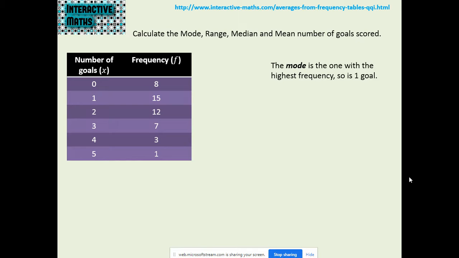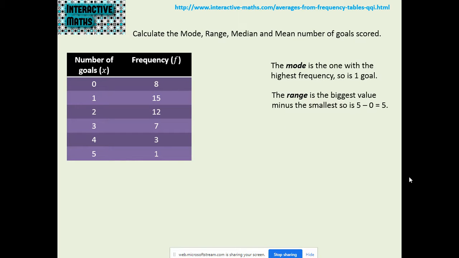So the number of goals scored would be 1. So 1 goal is the mode. Does that make sense? It's not 15. Some people write, oh, the mode is 15. No, that's the frequency, the highest frequency. But the actual mode, the most common number of goals scored, is 1. Does that make sense?